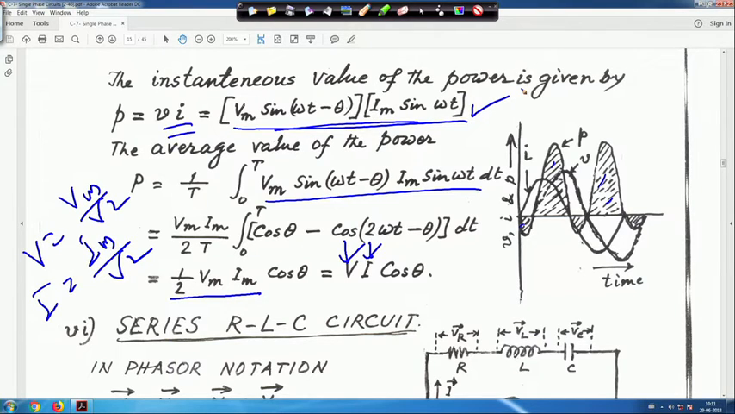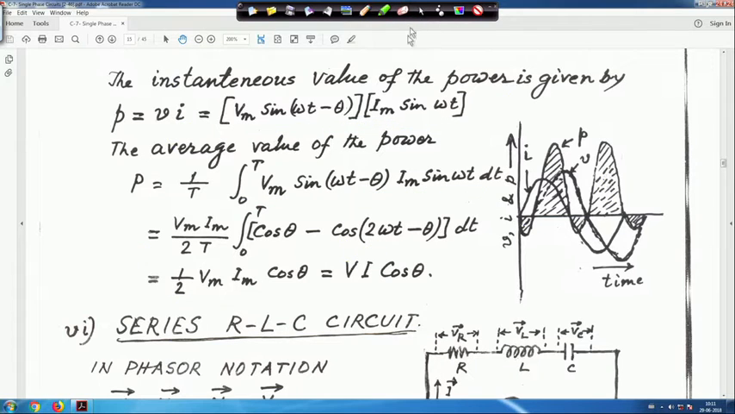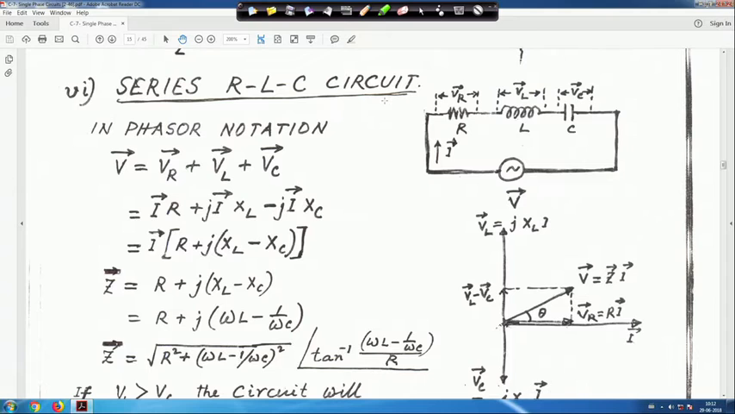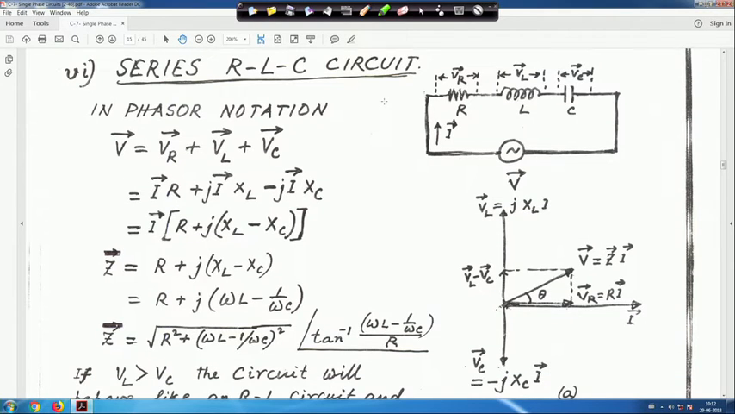So this is the series RC circuit. Now we will see the series RLC circuit. For the series RLC circuit, we have three elements in series. The voltage across R is VR, the voltage across L is VL, and the voltage across C is VC, with instantaneous polarity plus and minus marked, and the current flowing through it is I.